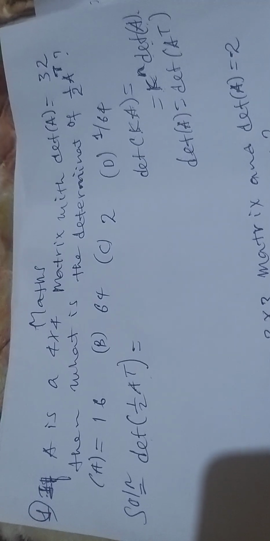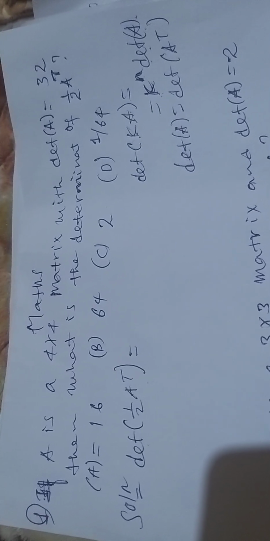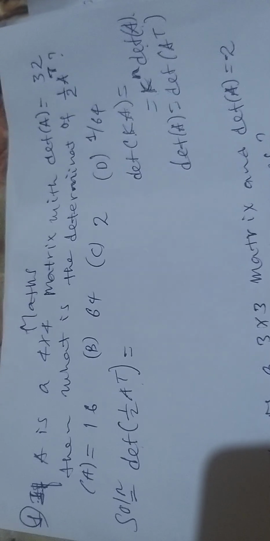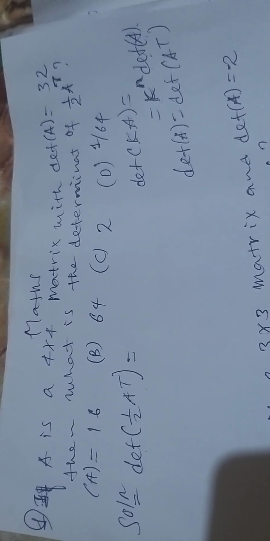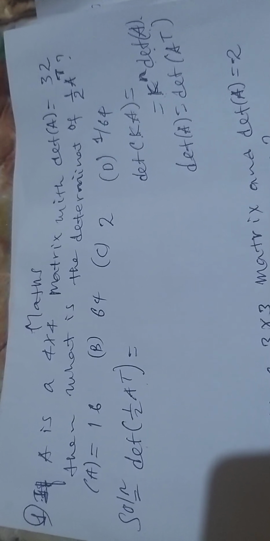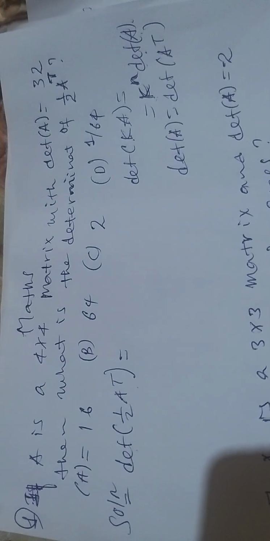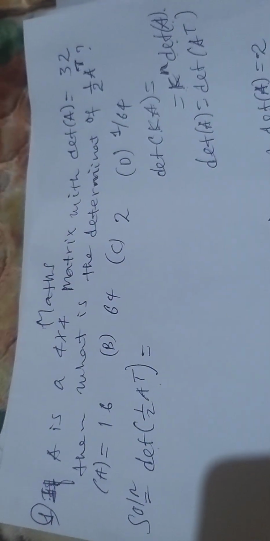Question number 1. If A is a 4 by 4 matrix with determinant of A is 32, what is the determinant of 1 over 2 A raised to transpose? A 60, B 64, C 2, D 1 over 64. How can we solve this question?